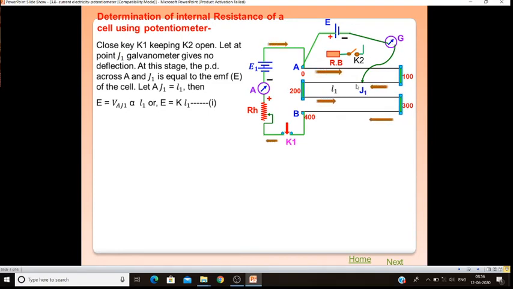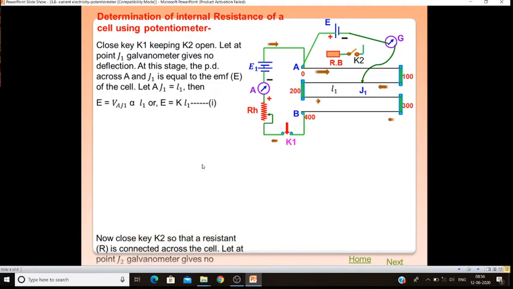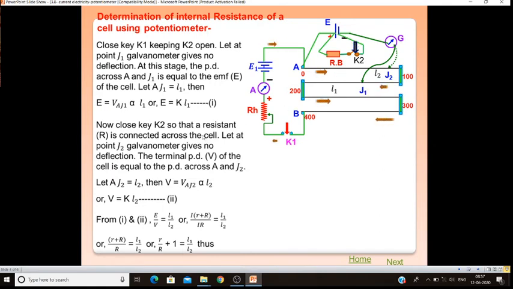So we can say the potential difference across AJ1, that is this part of the wire, is equal to the EMF of the cell. So as earlier, E is proportional to this length L1. So E equal to KL1, where K is the potential gradient. Now if this switch K2 is closed, so that a resistance R from this resistance box is connected across the cell, now let the galvanometer at point J1 give no deflection.